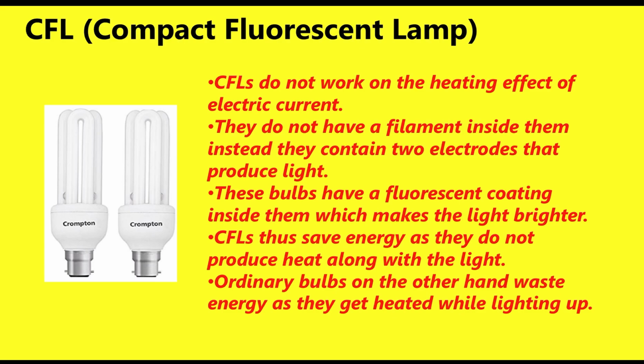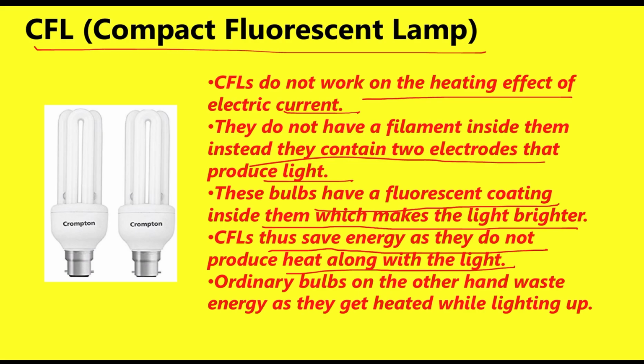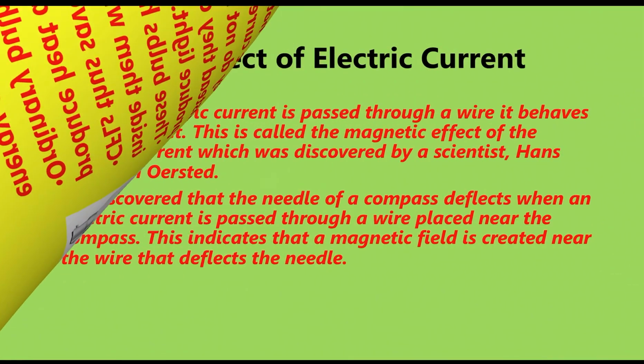Nowadays we are using CFL, or you can say now the LEDs are there, but CFLs are compact fluorescent lamps. They do not work on the heating effect of electric current. They do not have a filament inside. They contain 2 electrodes that produce light. These bulbs have a fluorescent coating inside them which makes the light brighter. CFLs thus save energy as they do not produce heat along with the light. Ordinary bulbs, on the other hand, waste energy as they get heated while lighting.